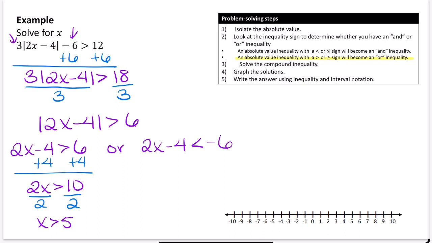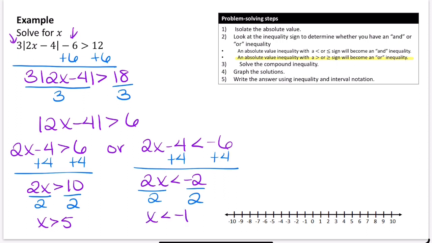Now let's solve the other piece using the same steps. So I'm going to add 4 to both sides. And when I add 4 to both sides, I get 2x is less than negative 2. And now I need to divide both sides by 2. And that gives me x is less than negative 1.